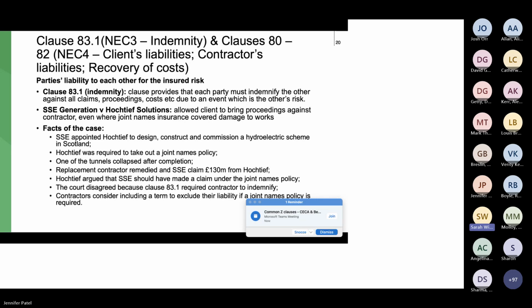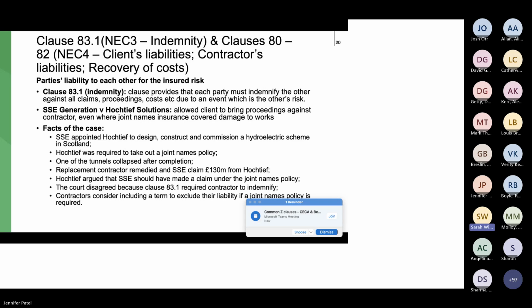Hockteeth said, as you would expect, to the court, you can't bring a claim against us because we have joint names insurance. The court looked at this clause 83.1, and particularly because it was badged as an indemnity clause, which is a sort of super compensation clause, said no, that clause says each party indemnifies the other where something has happened that is their risk. So something that's happened which is Hockteeth's risk, they've got to indemnify SSE for.